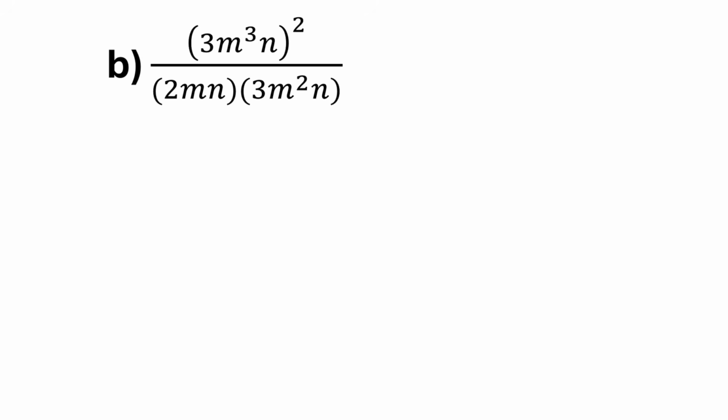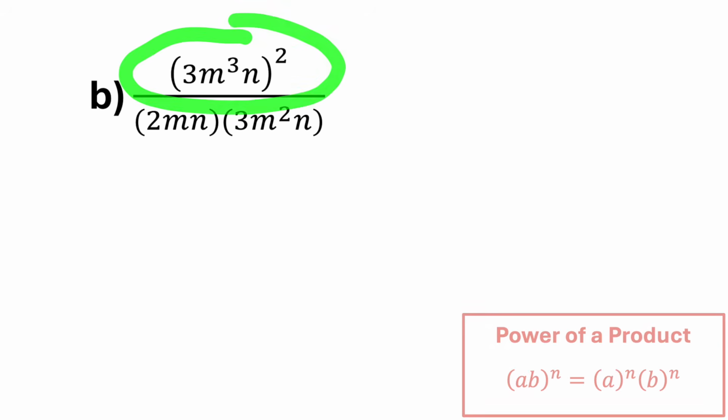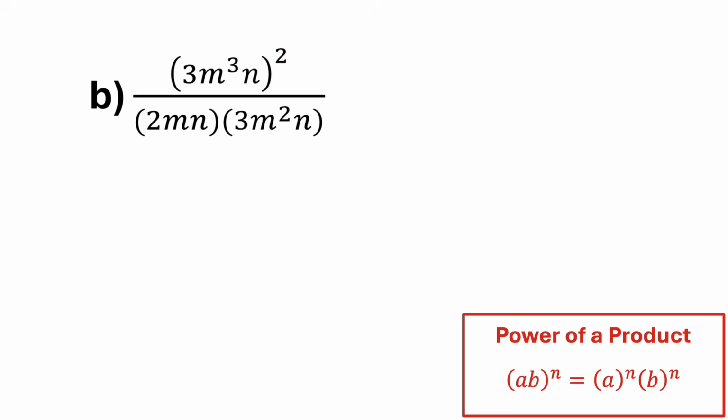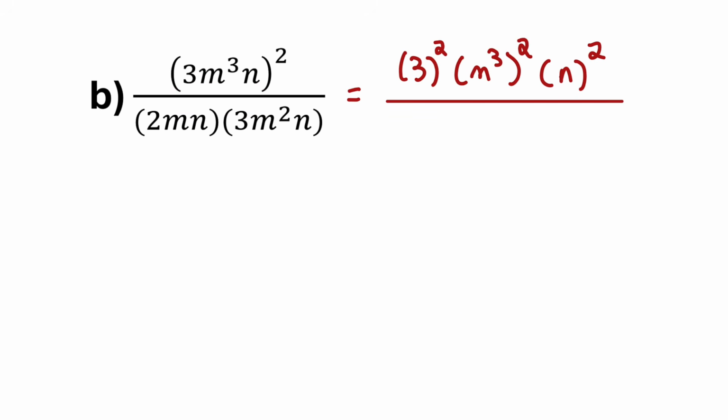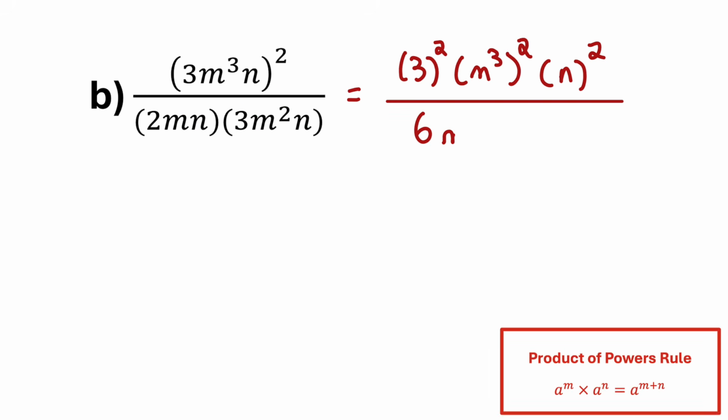And then one last question. In the numerator, I have a power of a product. This exponent of 2 has to be applied to the 3, the m cubed, and the n. And then in the denominator, I have 2 constant factors, a 2 and a 3 being multiplied together. 2 times 3 is 6. And then looking for powers that have the same base, I have an m to the 1 times an m to the 2. The product of powers rule tells me to keep the base of m and add their exponents. 1 plus 2 is 3. And then I also have powers of n being multiplied together. This n to the 1 is multiplied by another n to the 1. Keep that base of n, add the exponents. 1 plus 1 is 2.